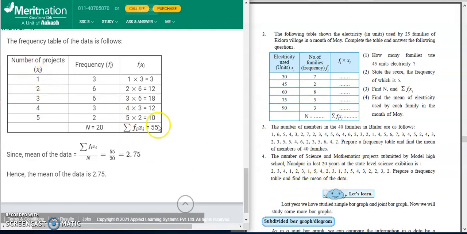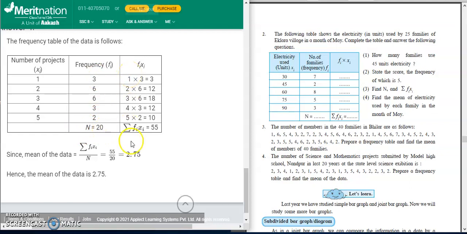Xi we have to write down the same way, how many numbers are given and how many times each is repeated, that will be Fi. So 1, 2, 3, 4, 5. These are the numbers given here, and 1 is repeated 3 times. 2 is repeated 6 times, 3 is repeated 6 times, 4 is repeated 3 times and 5 is repeated 2 times. Then total of this will be capital N equals 20.